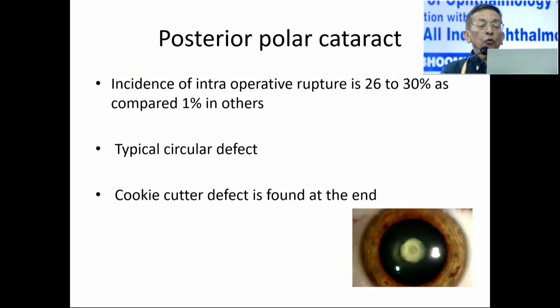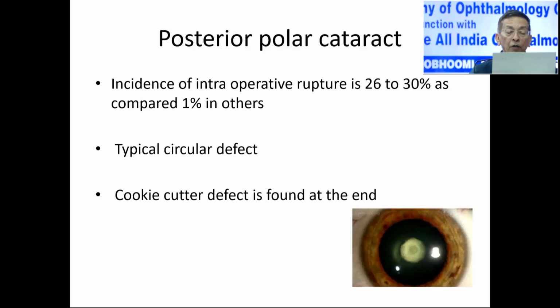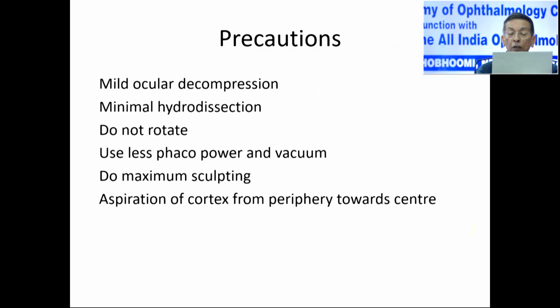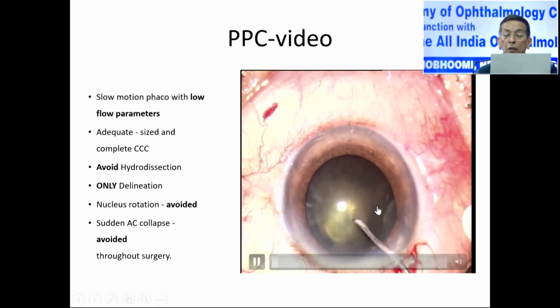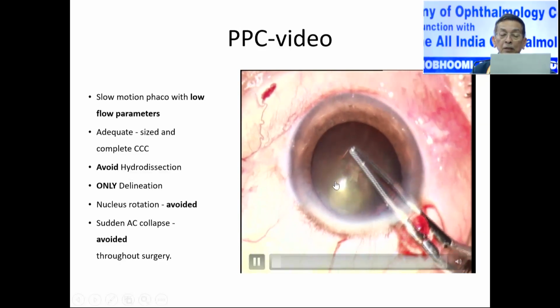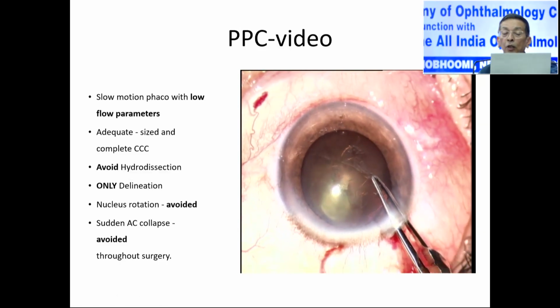One of the most common is the posterior polar cataract. A typical circular defect, the cookie cutter defect, is found at the end. I will go directly to the surgery. Only thing, sometimes you can stain this, make a good mid-size rexis. Sometimes you have to put the lens on the rexis.